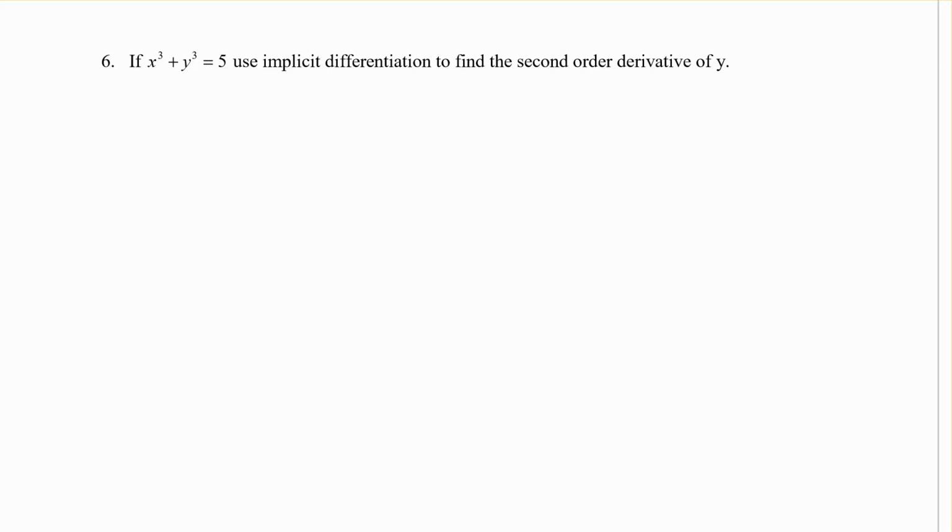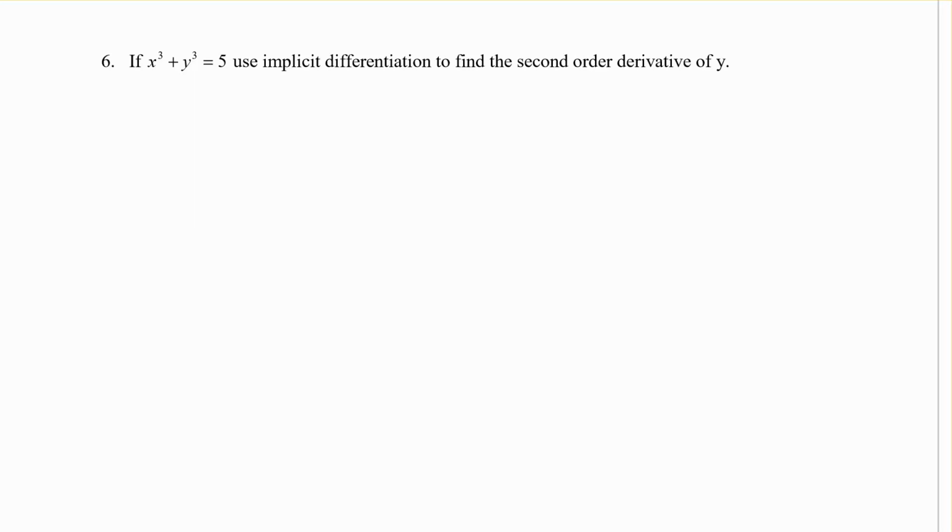Welcome back. This one says if x to the 3 plus y to the 3 is equal to 5, use implicit differentiation to find the second order derivative of y. So we have to use implicit differentiation. We just talked about that yesterday.